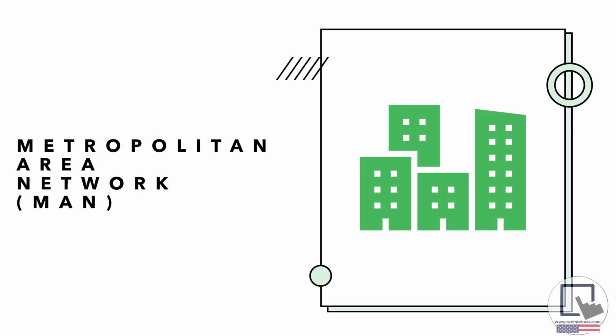A metropolitan area network, or MAN, is larger than a LAN but smaller than a WAN. Designed to connect computers over a geographical distance within a city, town, or metropolitan area, MANs offer average transmission speeds, are challenging to maintain, and come with high maintenance costs. Examples of MANs include networks that cover towns, cities, or large areas within multiple buildings.